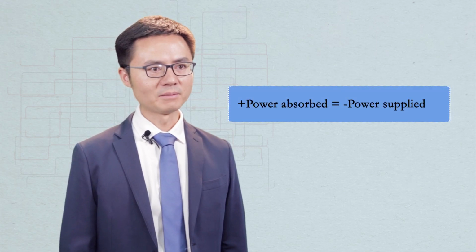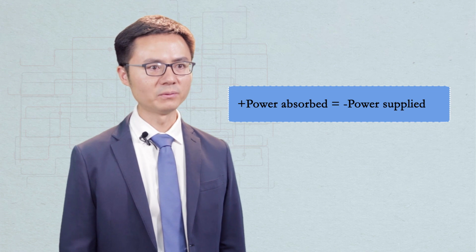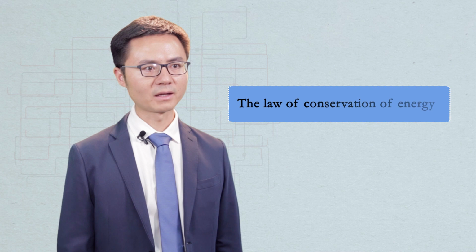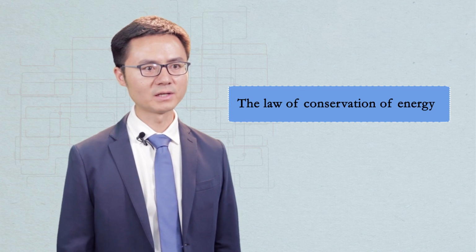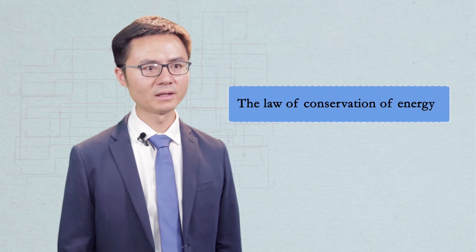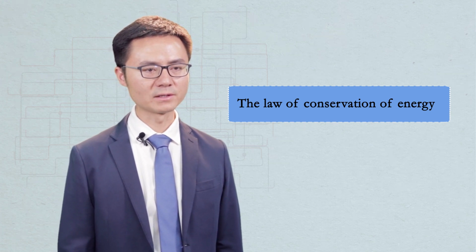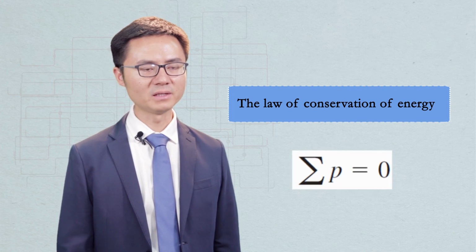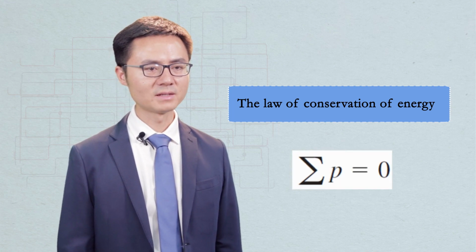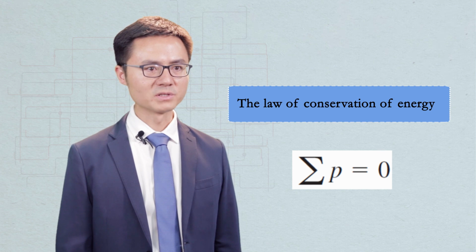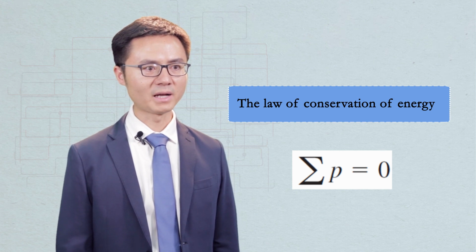So now we know that the power absorbed equals the minus power supplied. And you should know the law of conservation of energy. That means energy cannot be generated or destroyed, it is just transferred. According to that, we get this equation: sigma P equals 0. That means the power absorbed equals the power supplied.